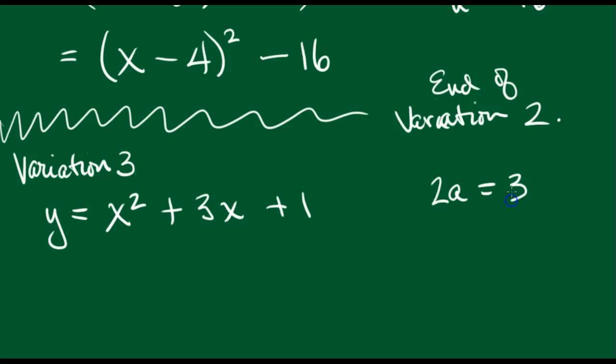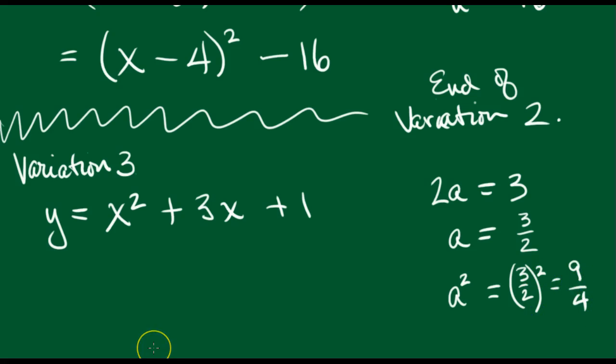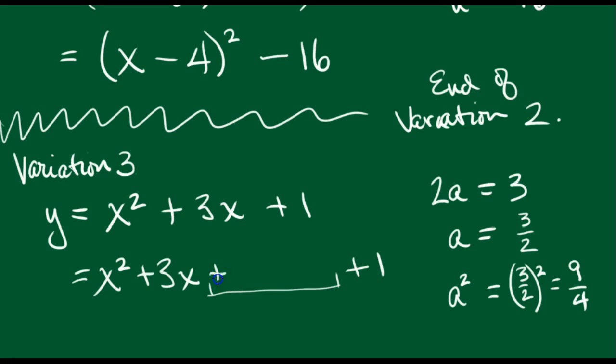If 2 times a is 3, then a is 3 over 2. And all values a can be squared, so I have 3 halves squared, which is 9 over 4. Okay, I'm going to do the same thing. I have x squared plus 3x. And you know by now that I'm going to add and subtract something right there. I'm going to add 9/4, and I'm going to subtract 9/4.